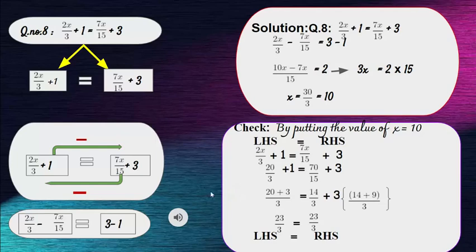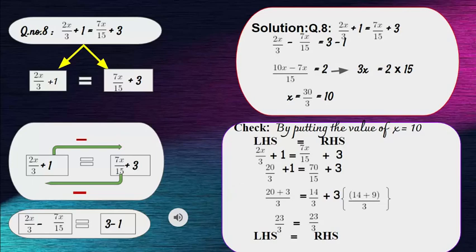So 5, we can divide both 70 and 15. So what we will get? 14 upon 3. 14 5s are 70, 3 5s are 15. So 14 upon 3 plus 3. Now take LCM, that's 3. So 3 3s are 9. 14 plus 9 upon 3. So 14 plus 9 is 23, denominator 3. So 23 upon 3.